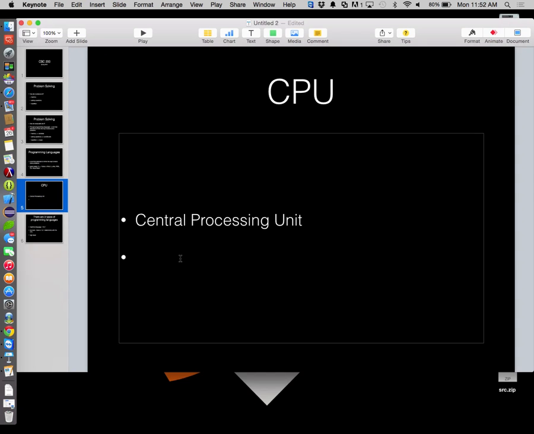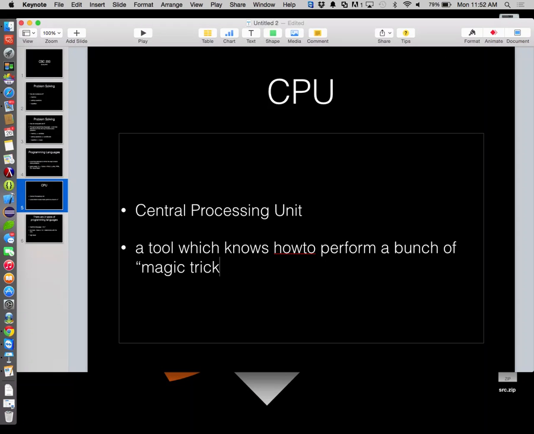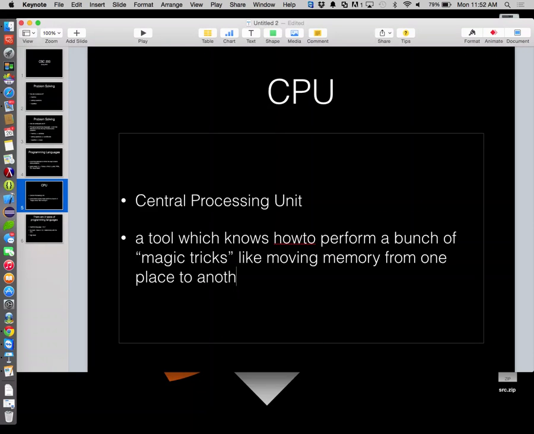That's the set of instructions the CPU understands. So it's a tool which knows how to perform a bunch of magic tricks, like moving memory from one place to another, etc. Computery type things. All right.